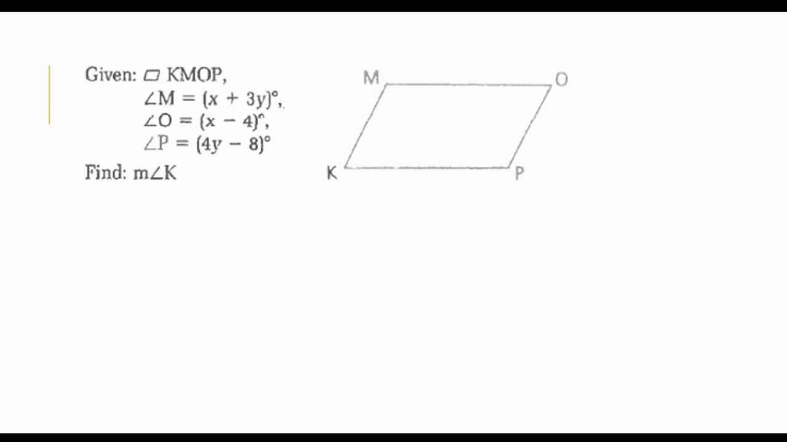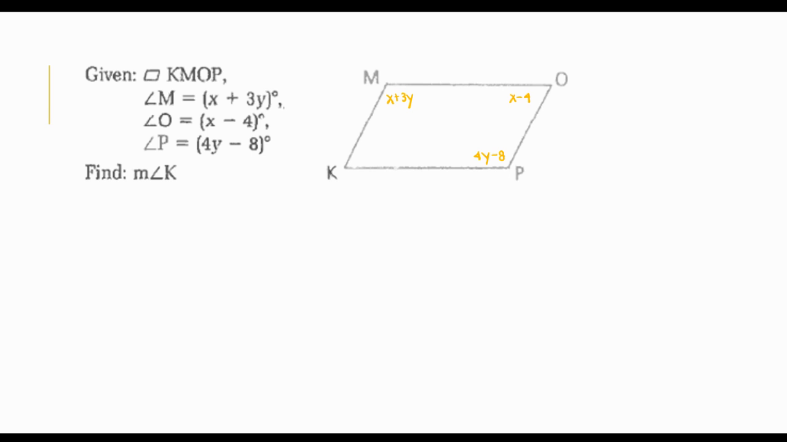All right, let's talk about parallelograms. I'm going to mark up everything that I know from this given information. Angle M is x plus 3y. Angle O is x minus 4. Angle P is 4y minus 8. Because we're talking about a parallelogram, we have 5 properties. But because everything that's given is dealing with angles, there are 2 specific properties that we can focus on: opposite angles are congruent, consecutive angles are supplementary.